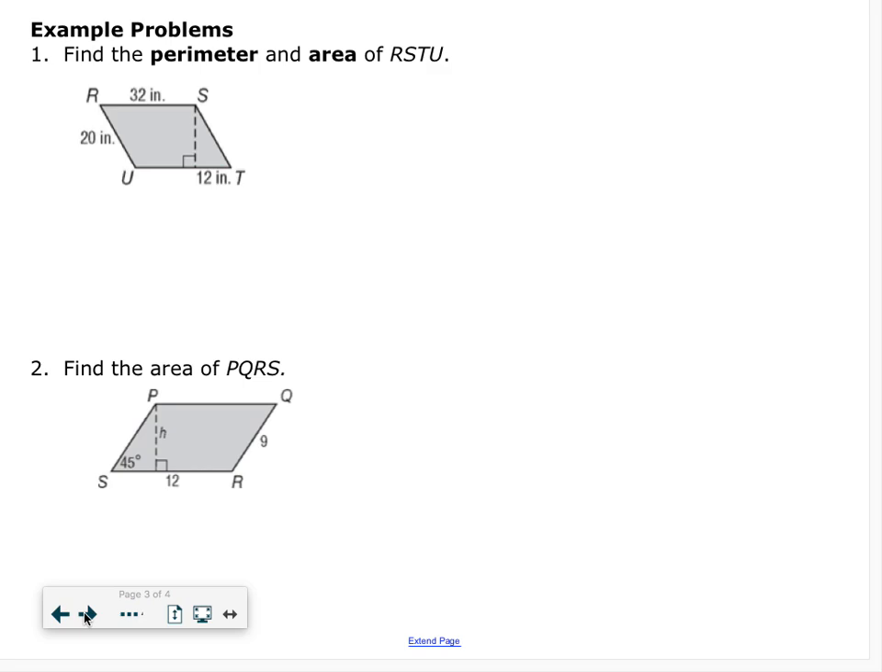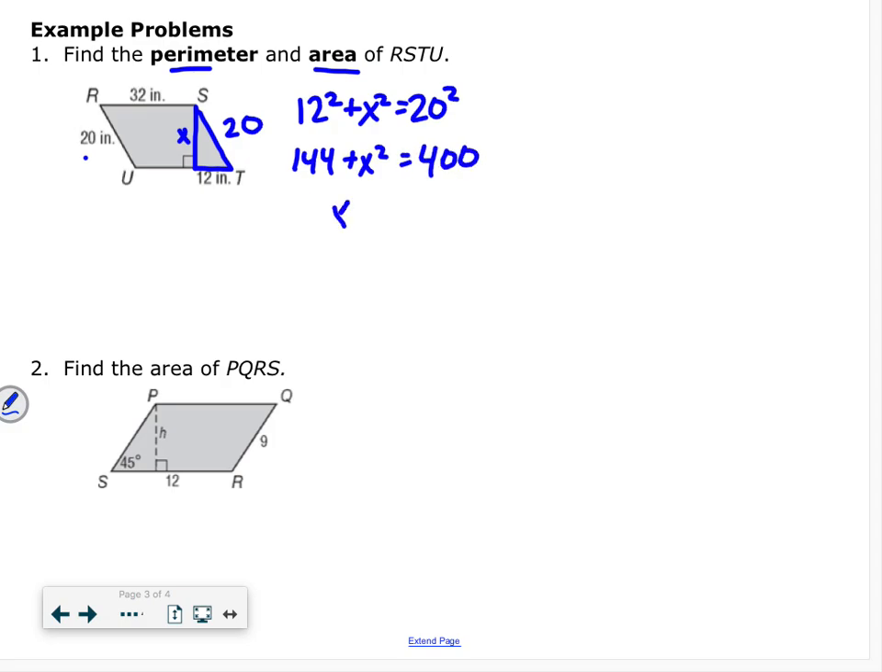Find the perimeter and area. Make sure you read the directions carefully here. They're looking for two things of RSTU. So we need to figure out what this height is. Now, if this side's 20, this side's going to be 20. And I notice we have a right triangle here. If we're given two sides, we could figure out the height by using Pythagorean theorem. 12 squared plus x squared equals 20 squared. And then simplifying that, when we do that, we get x equals 16. So our height here is 16.